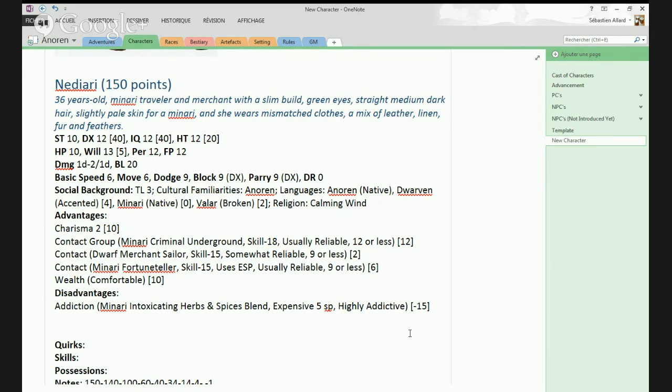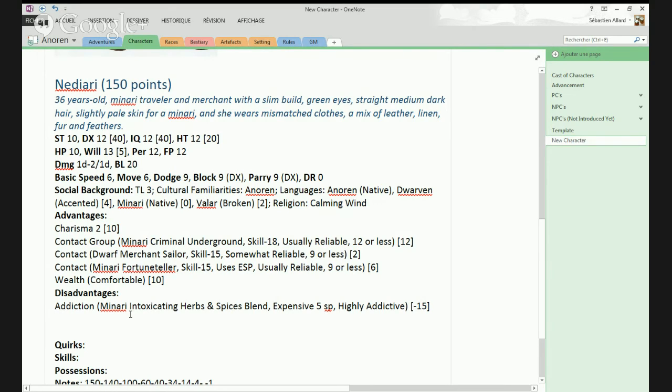Okay, so I kind of made a little mistake here. So let's suppose 365 days multiplied by 5 silver piece. She will need to spend 1,825 silver piece per year to sustain her addiction. That's expensive.